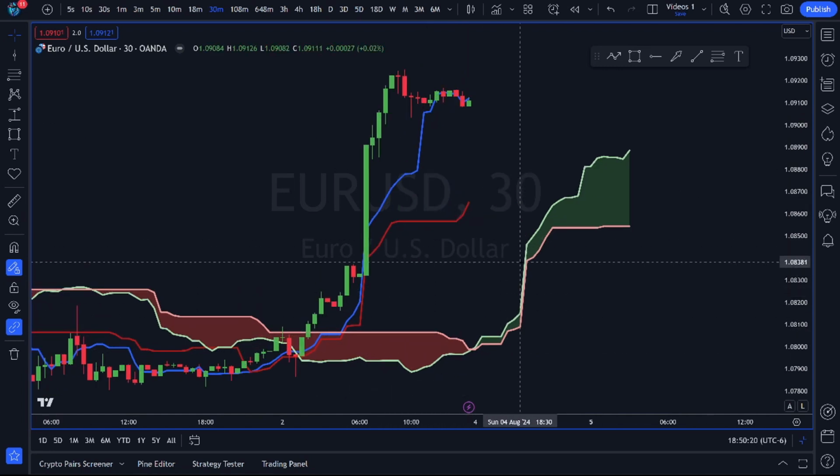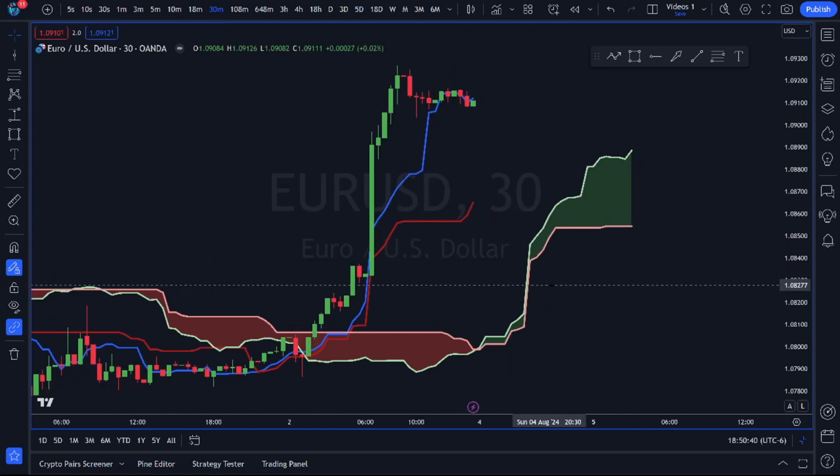The cloud is rather thin right here, and again, the cloud is out in the future, as you can see, so there's a decent chance price could come back down through if price heads down really quickly. This would be a very sharp drop, but again, if it dropped towards that baseline, that Kijun-sen, that would put it pretty close right here. We'll just have to see how that goes when the market opens.